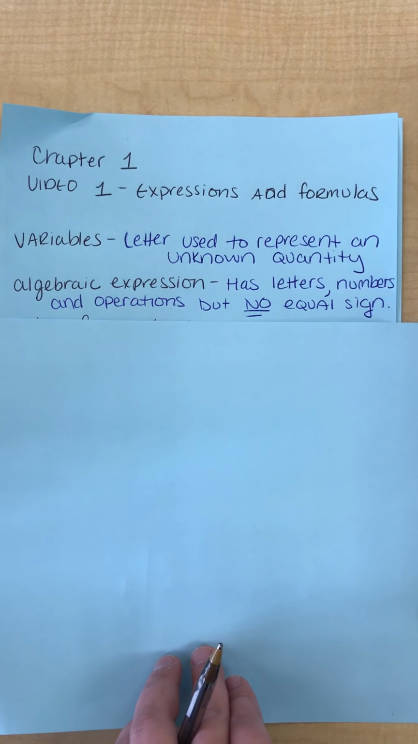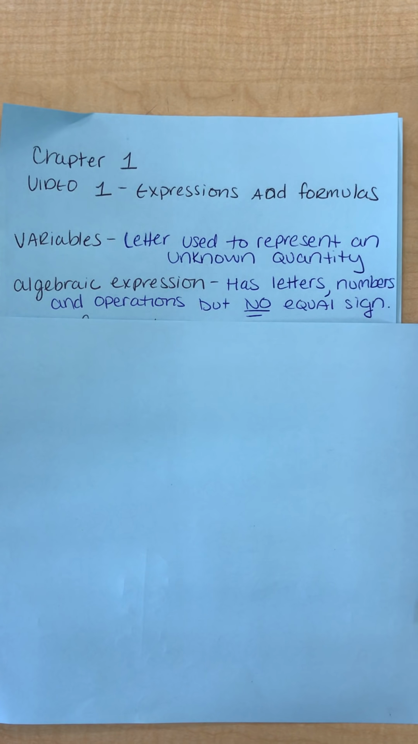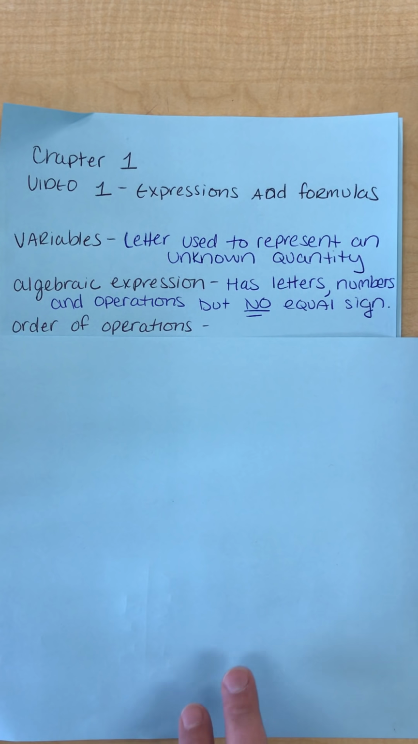An algebraic expression has letters, numbers, and operations. It could have all three of those. It could have just letters and operations. It could have just numbers and operations. But the key thing is that it doesn't have an equal sign, so no equal sign. Your equations are the ones that have equal signs.